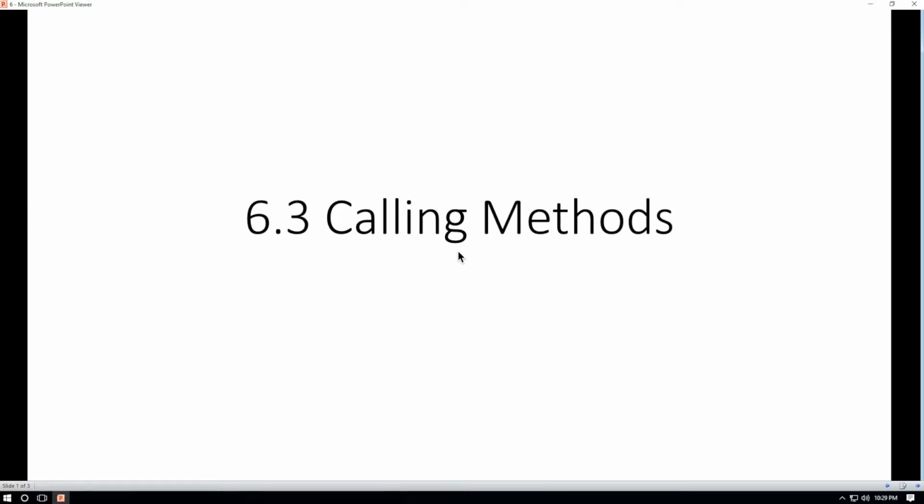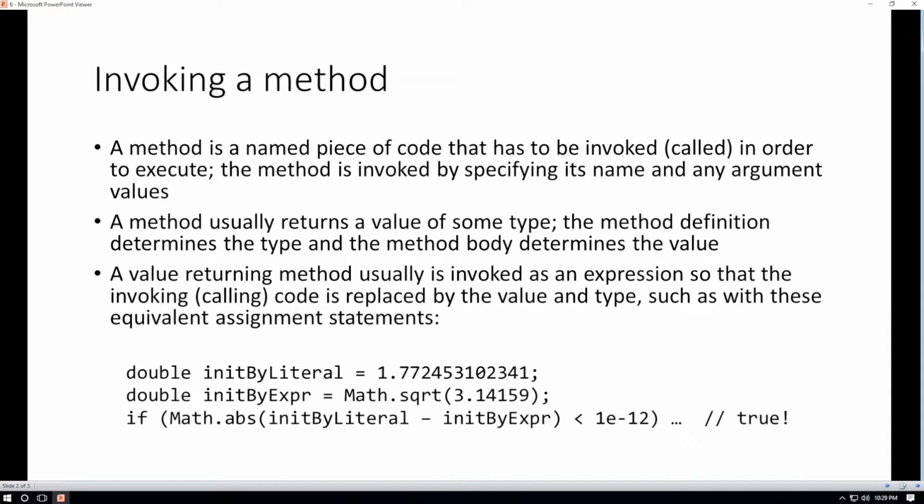In this section, we're going to discuss calling or invoking methods. A method is a named piece of code that has to be invoked or called in order to execute. So far, we've just written lines of code that were executed.